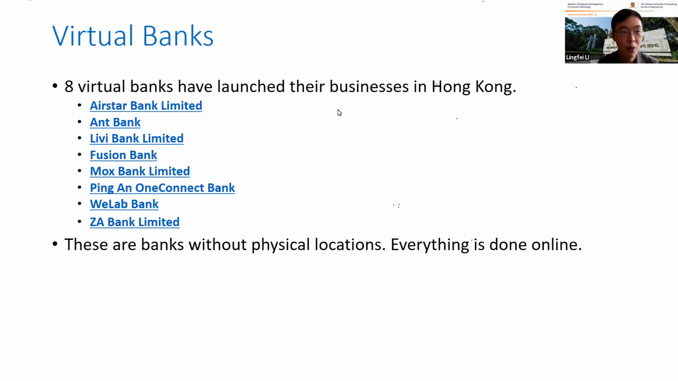And then I will talk about virtual banks. So far in Hong Kong, we have 8 virtual banks, and I'm pretty sure there will be more. So you probably have seen these names, and some of you may even have used their services. I haven't used any of them yet. I saw a lot of promotion last year when these virtual banks opened.